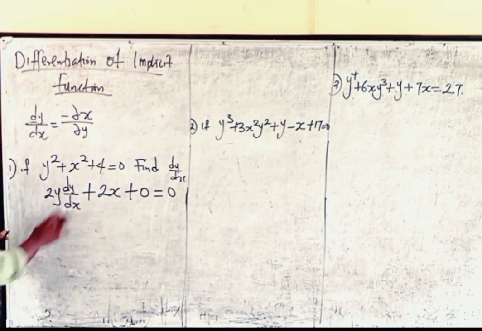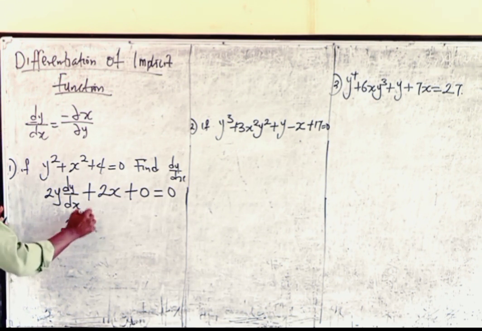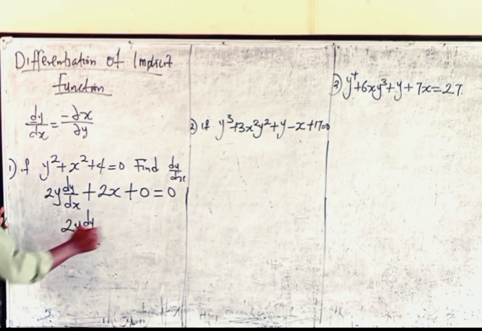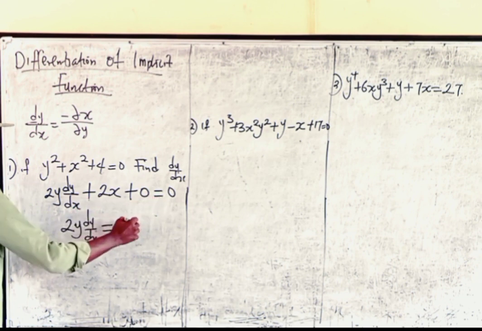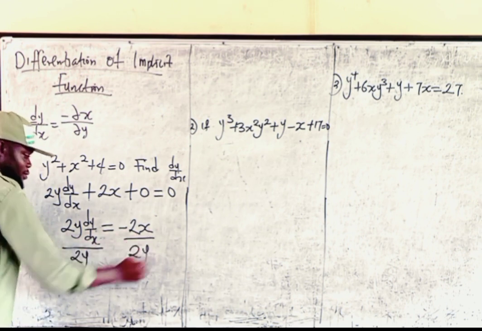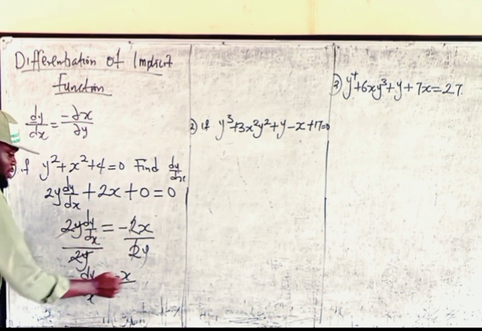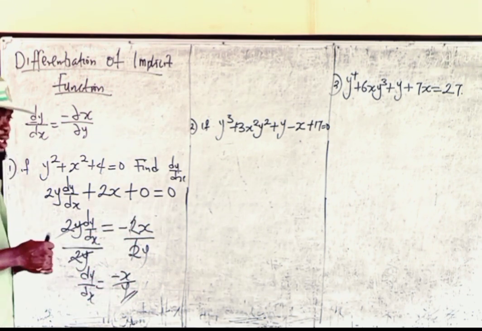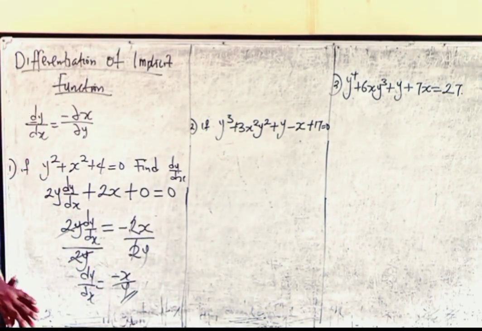Next, make dy over dx the subject of the formula. We're going to have 2y dy over dx, which is equal to minus 2x, since the plus crosses over to become minus, and all other terms there are 0. Next, divide both sides by 2y. The 2 cancels the 2, then our dy over dx will be equal to minus x over y. That will be your final answer to the problem. So this is how you do it using implicit differentiation.